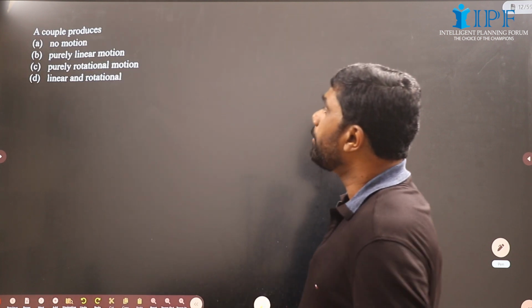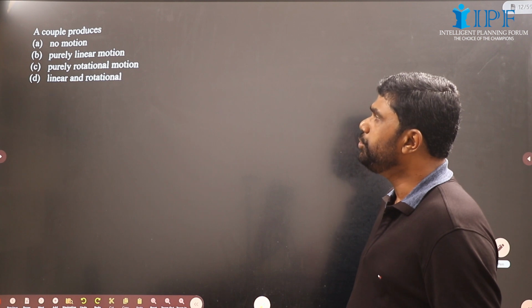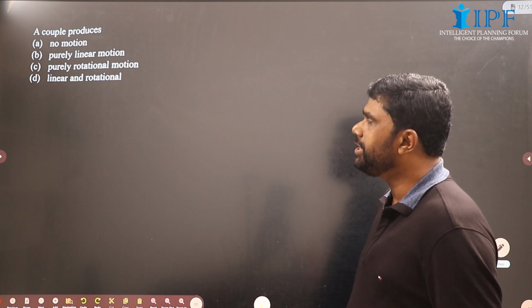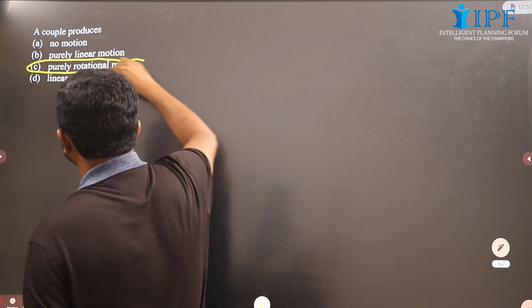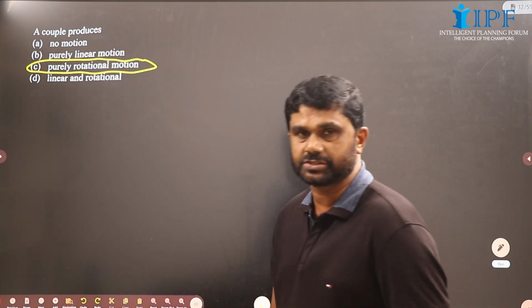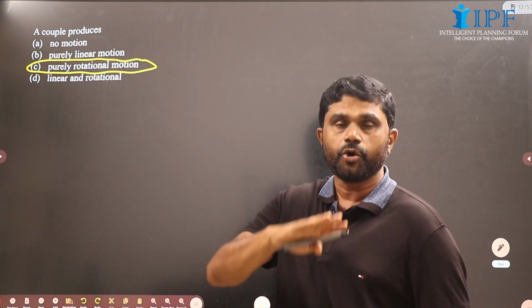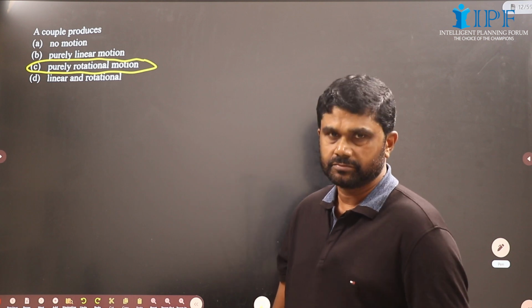So it must be 69.2. A couple produces no linear motion, purely rotational motion. A couple means two equal and opposite forces. The resultant force will be 0. Only there will be a turning effect.